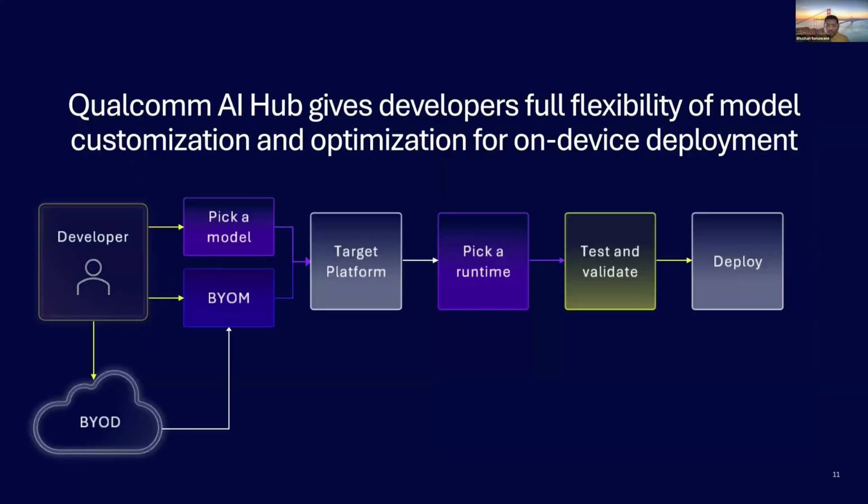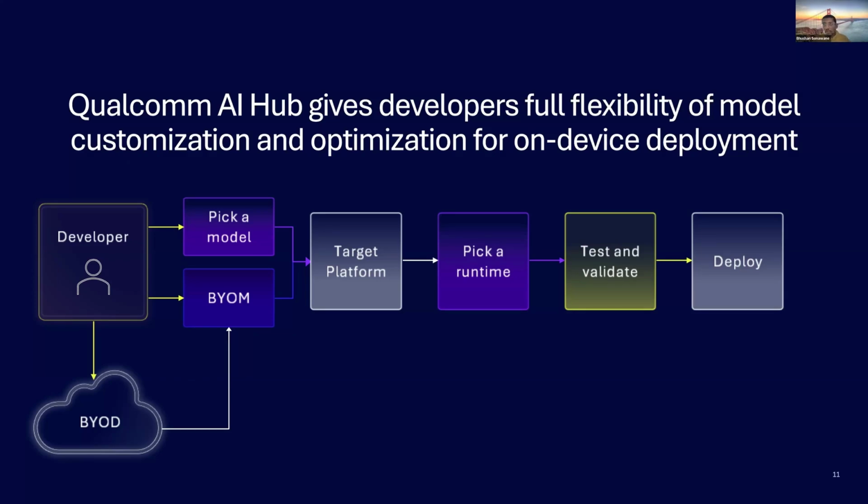And this is the second part of an equation where you have a model or you bring your own model, but how do I iterate on that model in continuous fashion, and how do I deploy that on device? So this is a workflow of a developer when using Qualcomm AI Hub.